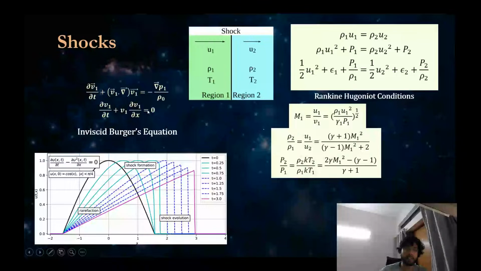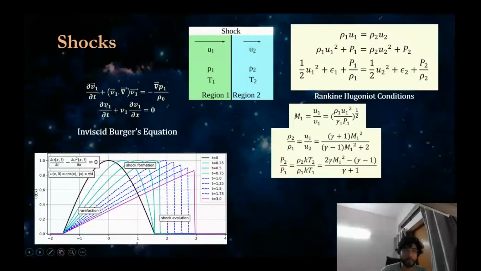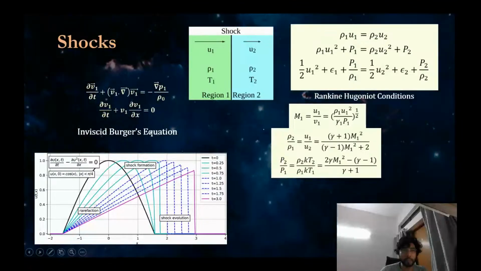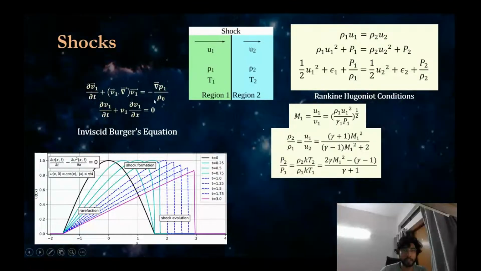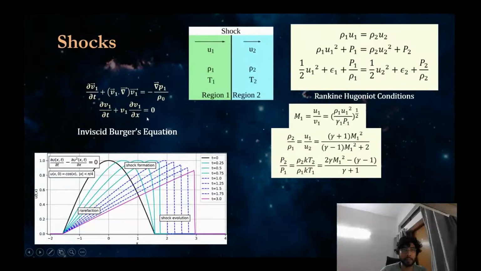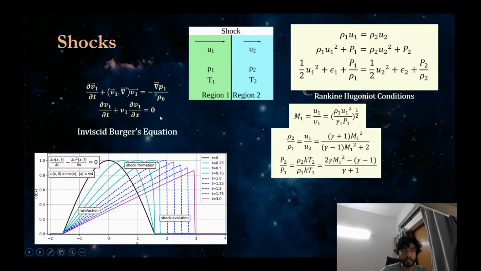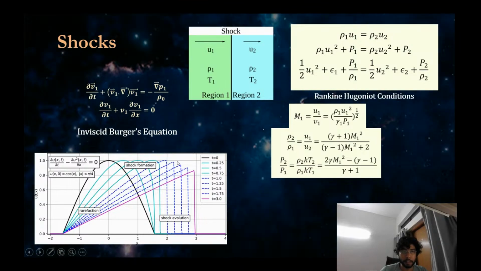So for example, in one dimension, with this being zero, this equation is what is called the Burgers equation, right? Basically the inviscid Burgers equation, because there is no viscosity. Similarly, there is the viscous Burgers equation as well.